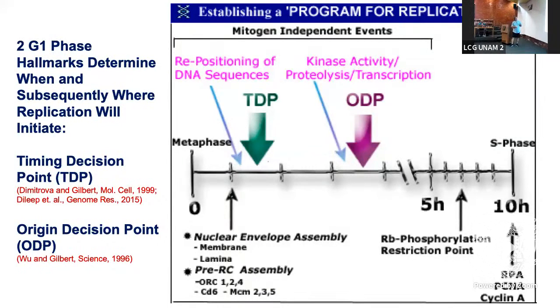So that means two things: that what determines replication timing is independent of and upstream of what determines where you initiate replication. And we can isolate nuclei that have passed one point but not the other. So clearly determining timing is not sufficient for determining origin specification. Okay?